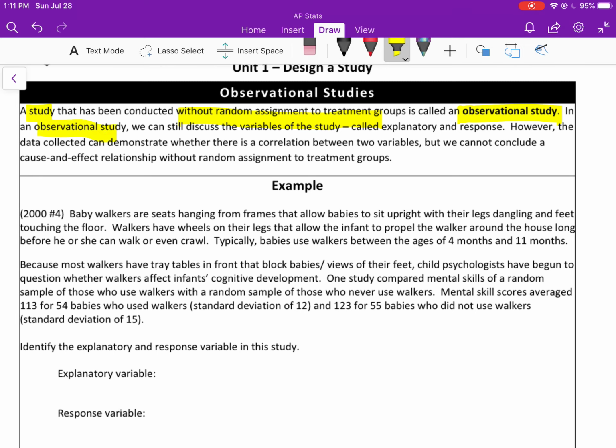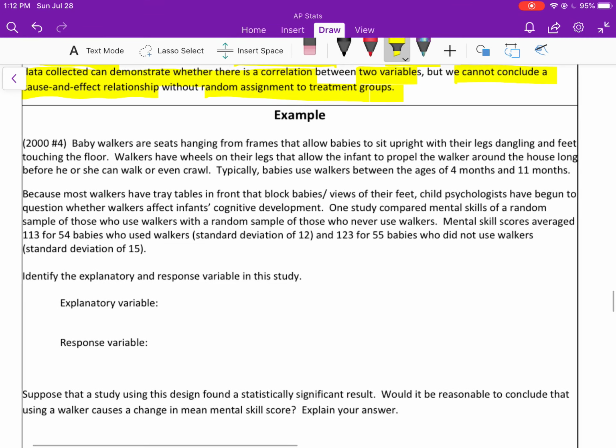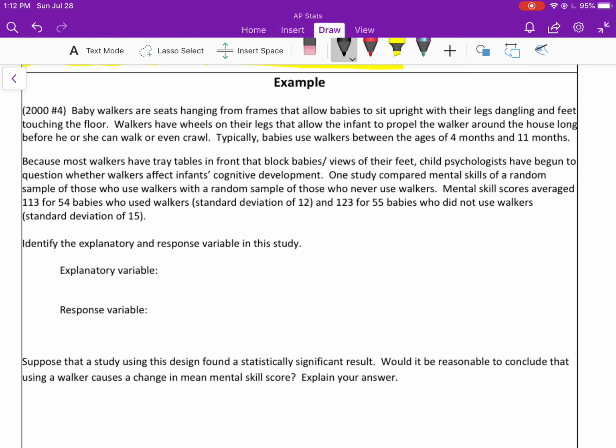In an observational study, we will discuss the variables of the study, called explanatory and response. However, the data collected can determine whether there is a correlation between the 2 variables, but we cannot conclude a cause and effect relationship without random assignments to treatment groups. So remember when I said before, observational studies give us a correlation. Experiments with treatments give us the causation. So here's an example. This is a free response question from the AP Stats 2000 test, and it's number 4 on that free response.